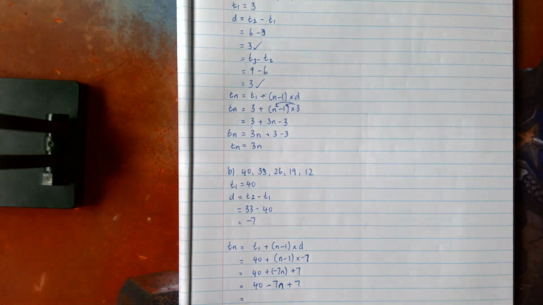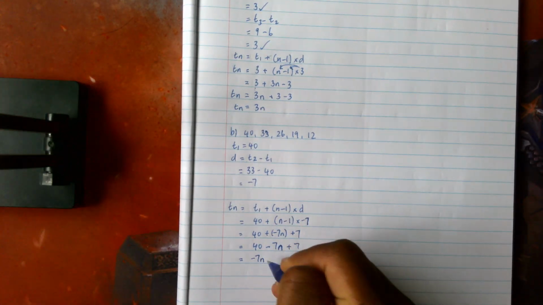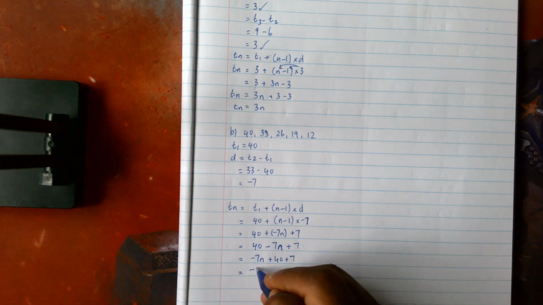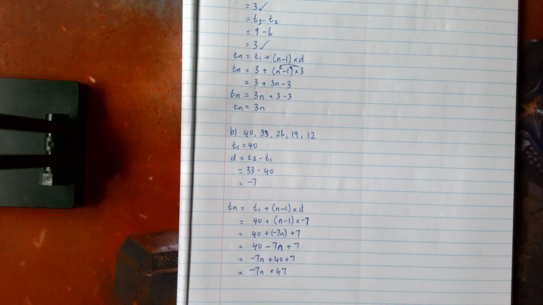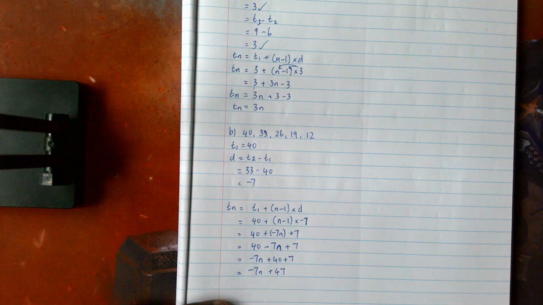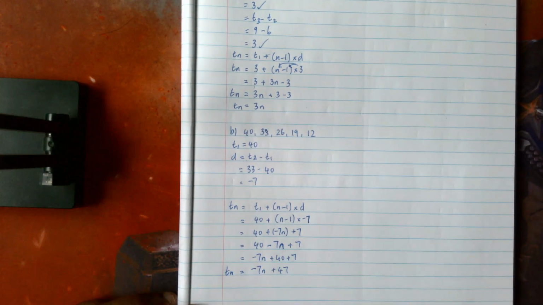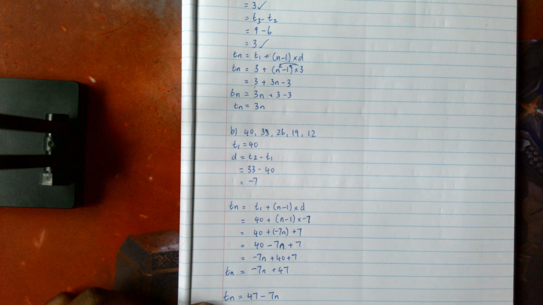Again, collecting like terms, we're going to have negative 7n plus 40 plus 7. So negative 7n plus 47. So the expression is Tn equals negative 7n plus 47. You could also write this as Tn equals 47 take 7n. It will still give you the same answer.